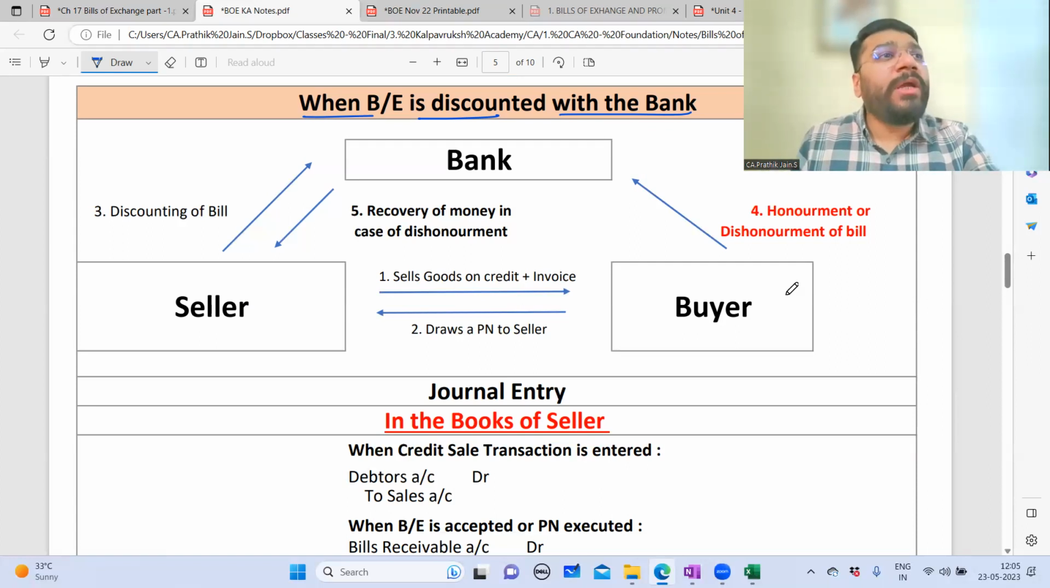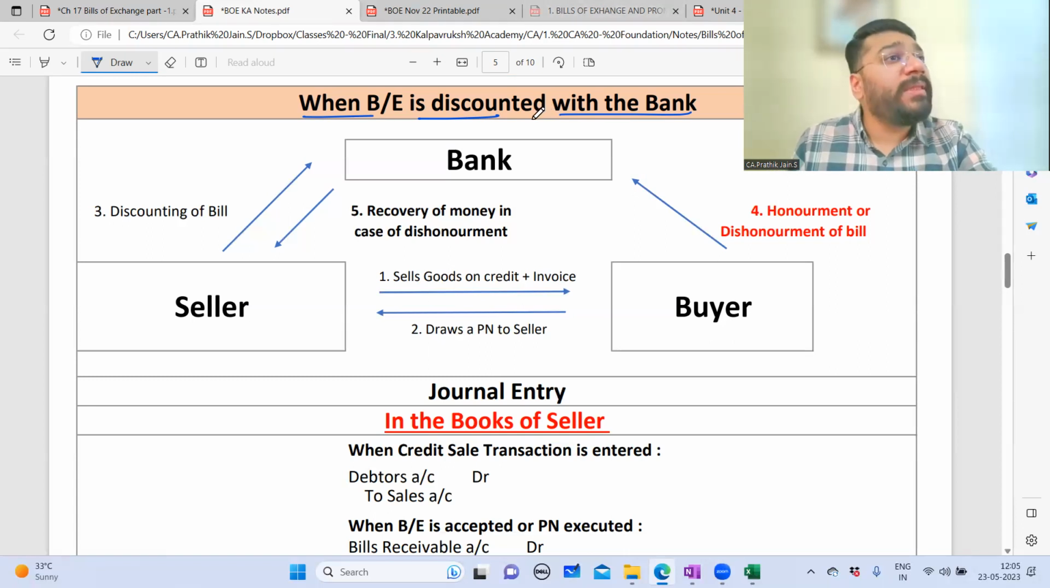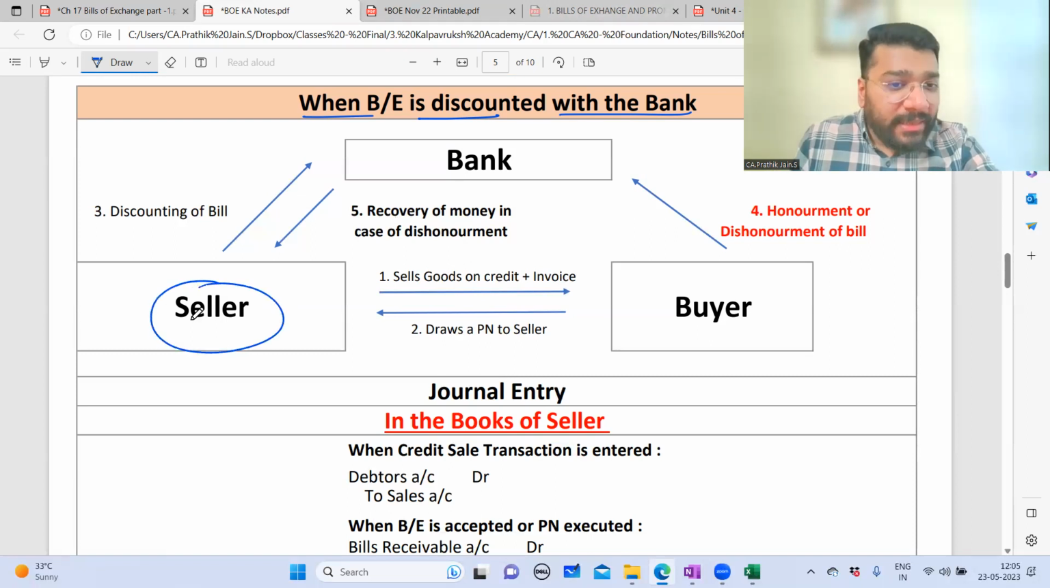Okay. Now we are going to case 2. Case 2 is where the bill of exchange has been discounted with the bank. The seller sells the goods on credit, and along with that he will send the invoice plus the bill of exchange.